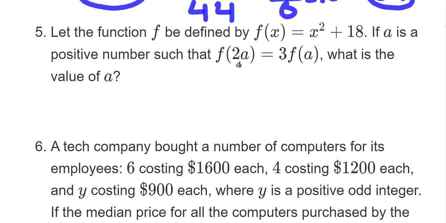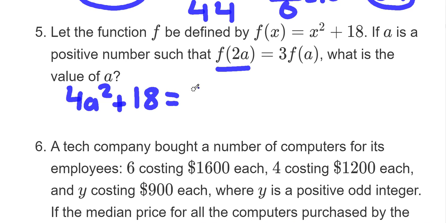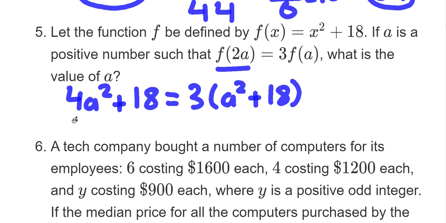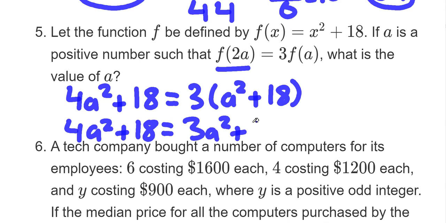So let's substitute a function of 2a. So that's just going to be 2a squared, which is 4a squared, plus 18 equals 3 times, and what's the function of a? That's just replace everything with a. So I get a squared plus 18. Okay, so we get 4a squared plus 18 equals 3a squared plus 54, 18 times 3.